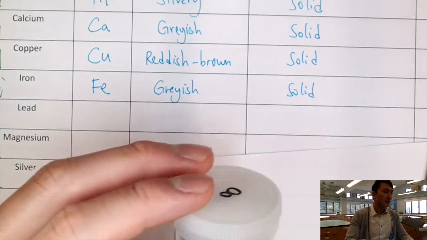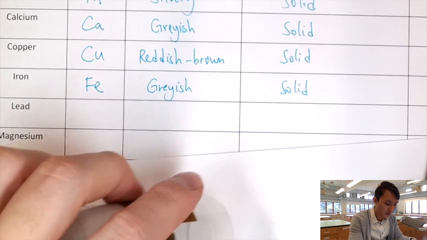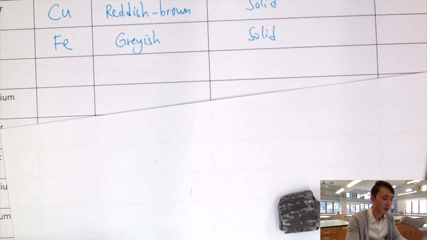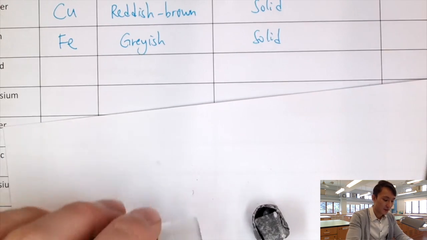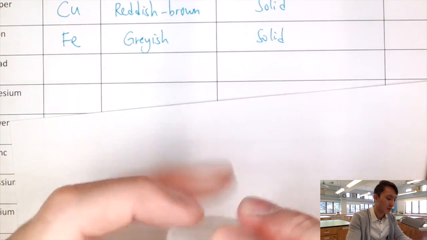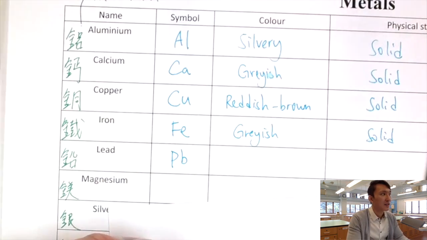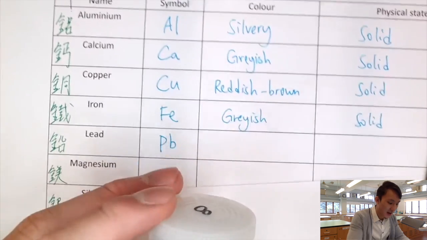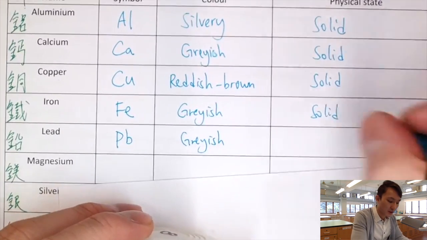Okay? Now, this is lead. I can actually pour it out for you to see. Okay, so this is how the lead looks like. So lead, the symbol is Pb. Okay, now the color, I would say it is grayish, and it is obviously solid.